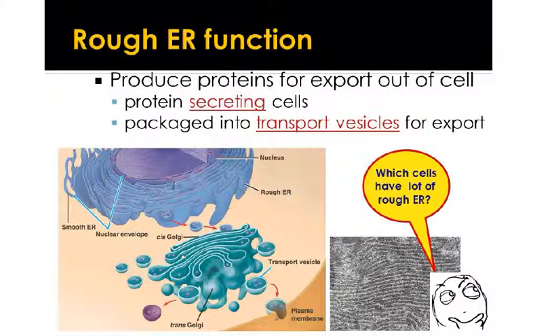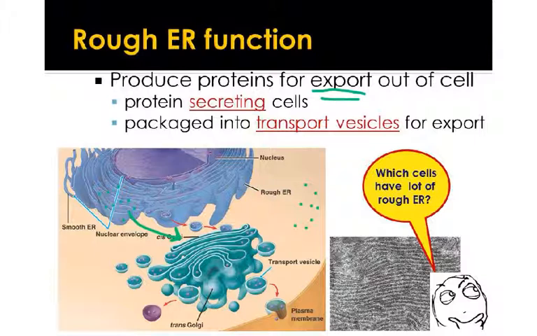Your rough ER functions to produce proteins that will be exported or sent out of the cell. So remember, you have ribosomes that are free, that are just floating around in the cytoplasm. They make proteins that stay in the cell. And then the ribosomes that are attached to the endoplasmic reticulum make proteins that will be sent out of the cell. So the rough ER helps to basically modify those proteins and then sends them to the Golgi apparatus or the Golgi body.